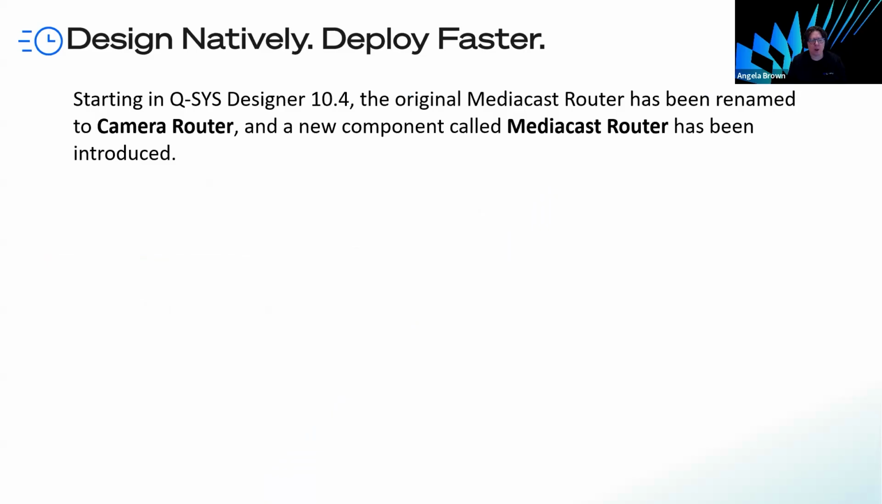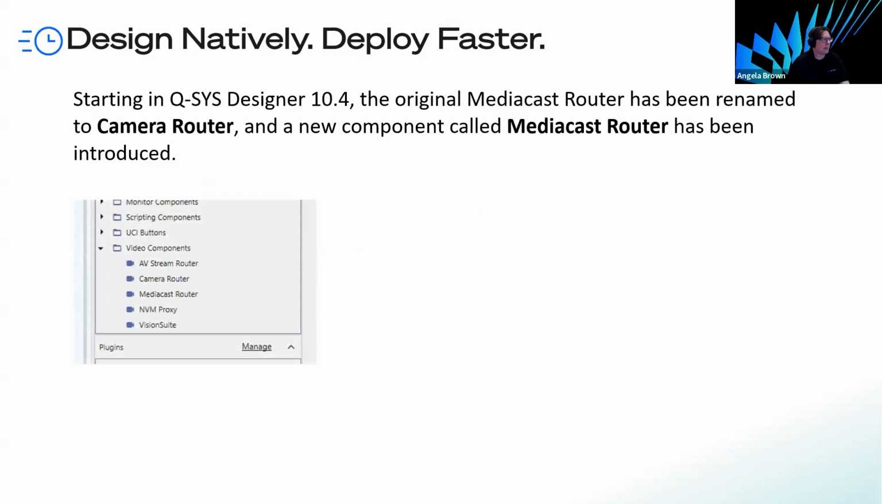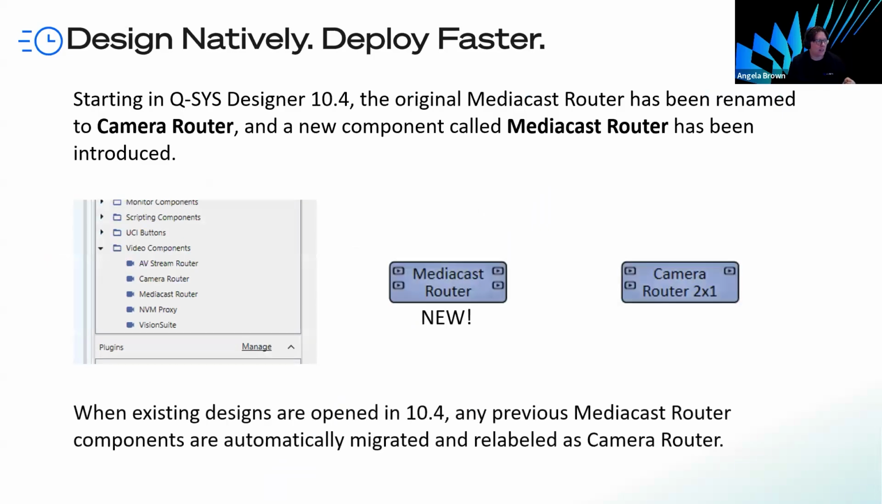Starting in 10.4, one of the first changes in our video components is that there are now 2 routers. One is a camera router and one is a MediaCast router. We've added these for very specific reasons, and you can see there is a difference between them, which I'll show you on the next slide. But the camera router is the old MediaCast router.